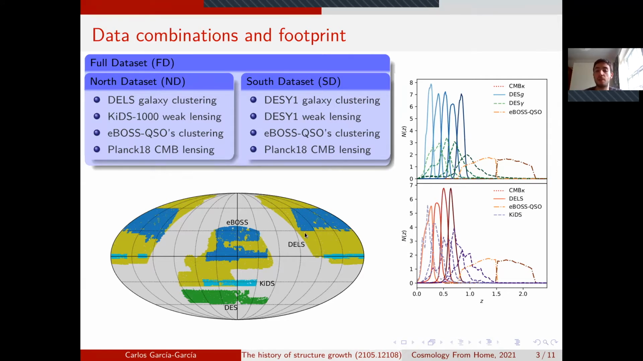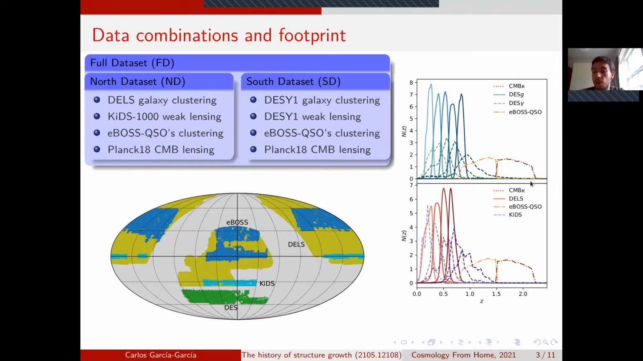But this is only a projected effect. If we go to the redshifts, we see that there is no overlap in redshift between the eBOSS sample and the Legacy Survey sample. So let's move to the picture on the right. Here I'm plotting the redshift distribution of the different datasets versus redshift. On the top panel, I'm showing the redshift distributions for the South dataset, and in the bottom for the North dataset. As you can see, we cover the range between redshift of 0.2 to 2 and a little bit.